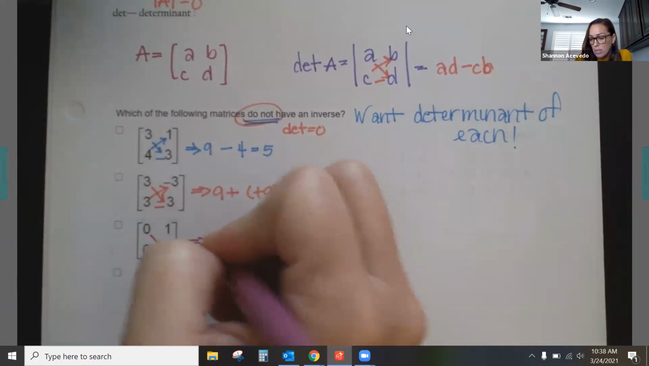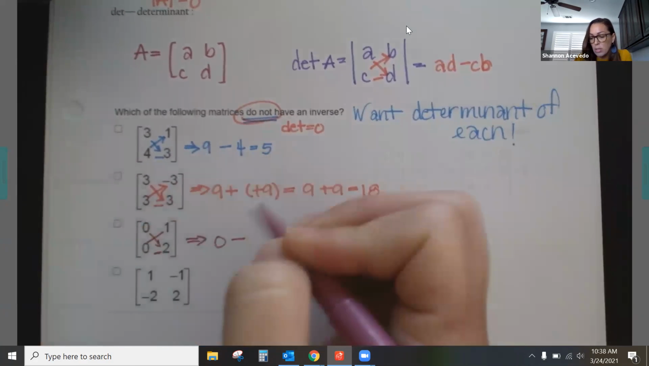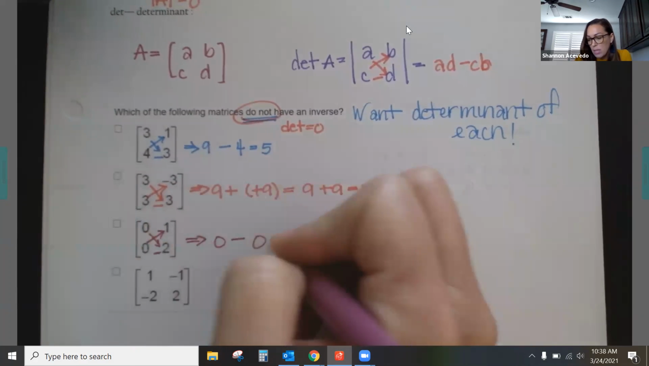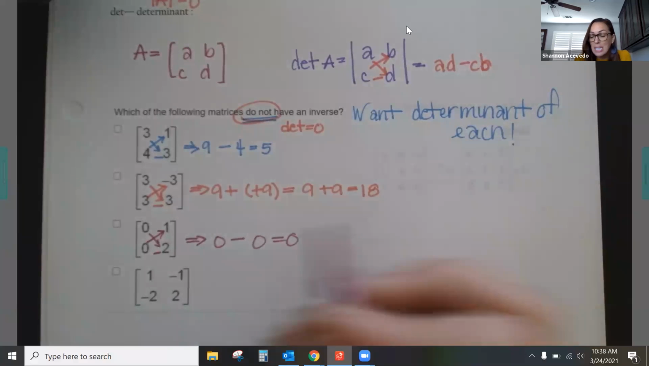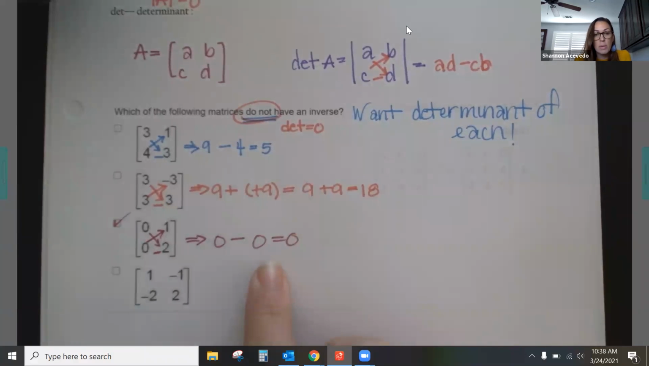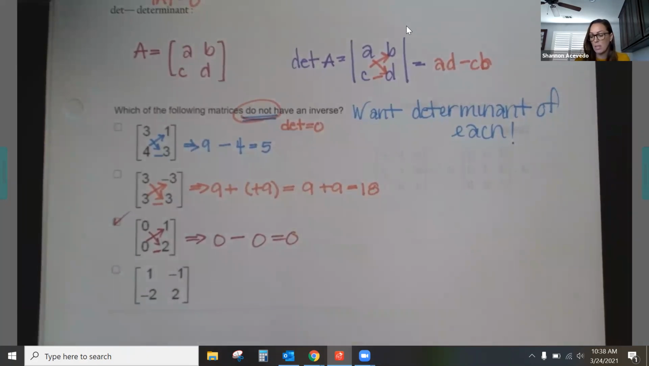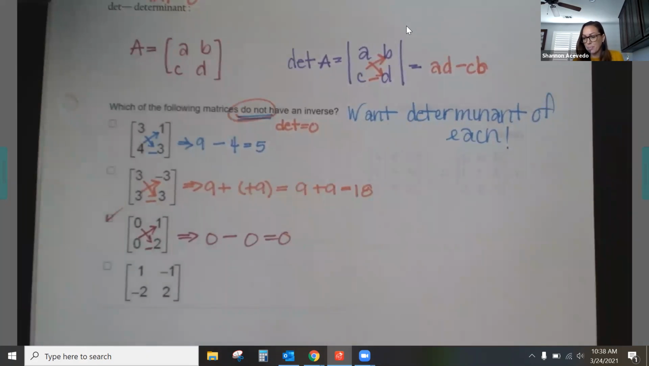0 times 2 is 0, minus 0 times 1, which is 0, is 0. This means it does not have an inverse. The determinant is 0, so there is no inverse. If it asks you to find the inverse, you would say not possible, does not exist. There is no inverse.